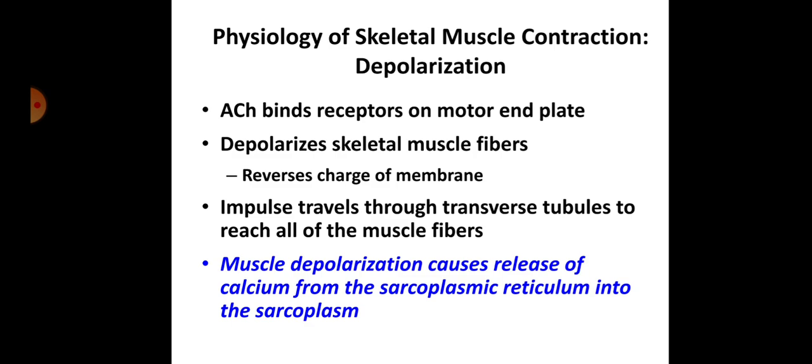Acetylcholine binds receptors on the motor end plate, depolarizes skeletal muscle fibers, and gives reverse charge to the membrane. As the impulse travels through transverse tubules to reach all of the muscle fibers, muscle depolarization causes release of calcium from the sarcoplasmic reticulum into the sarcoplasm.